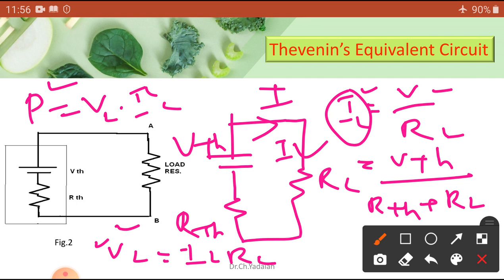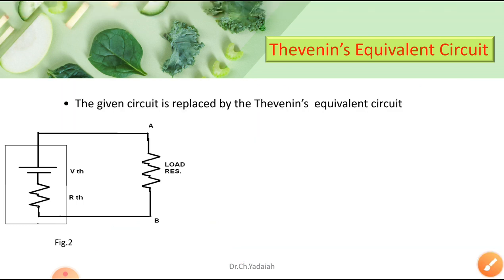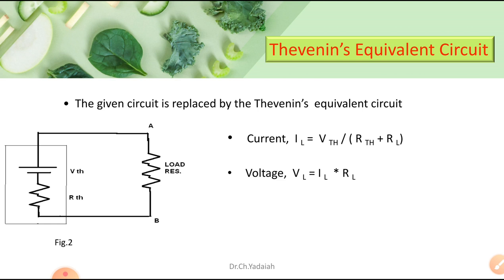Okay? So you can see the complicated circuit is simplified with a simple voltage source and simple resistance. Now the given circuit is replaced by the Thevenin's equivalent circuit. The current IL is equal to V Thevenin's by R Thevenin's plus RL, because R Thevenin's and RL are connected in series. Then if you know the current, find the voltage across the load, that is equal to IL into RL. And if I want to know the power PL, then power is equal to voltage into current, because this is a DC circuit. Okay, so these are the simplified Thevenin's rules and regulations.